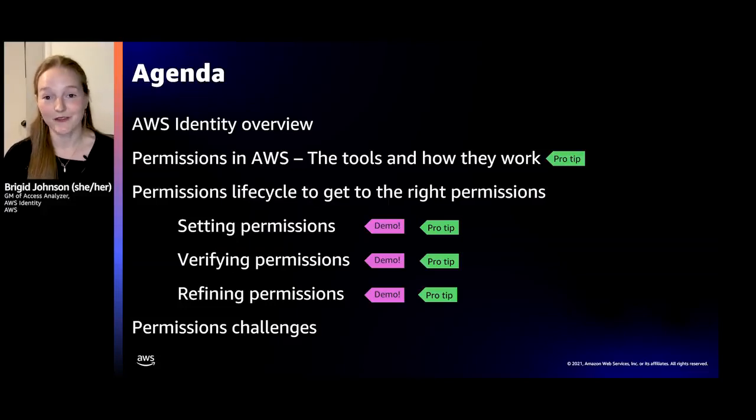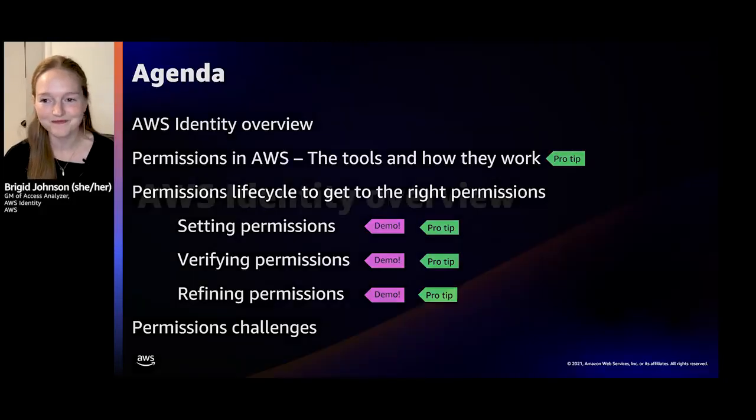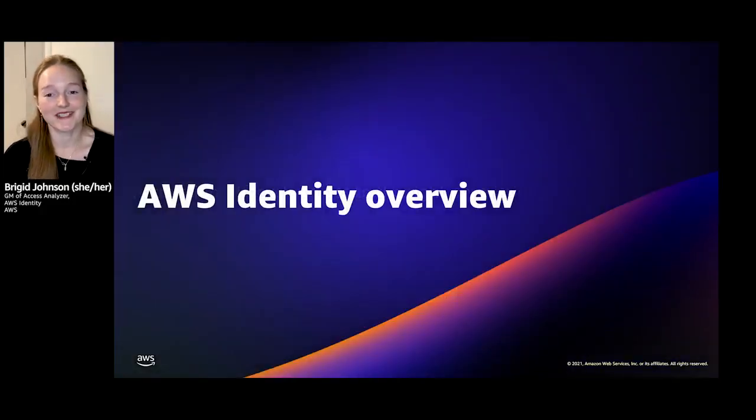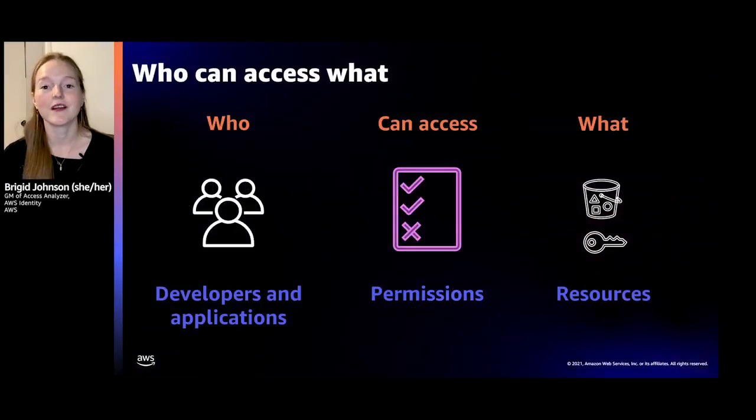Throughout, we're going to have several demos, and then we're also going to have pro tips. So as you follow along, make sure to keep track of those pro tips, although I do recap them at the end. All right, AWS Identity overview. This is what we hear all the time. Who can access what? It is pretty simple phrase with a lot of complexity underneath.